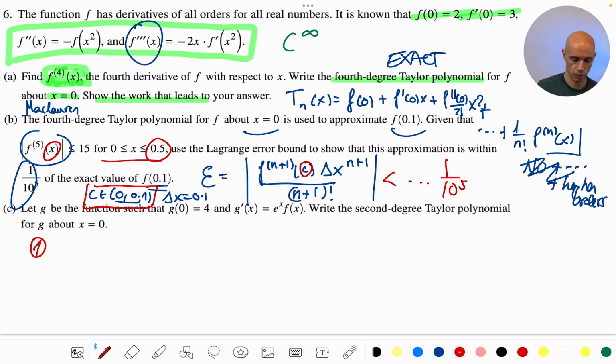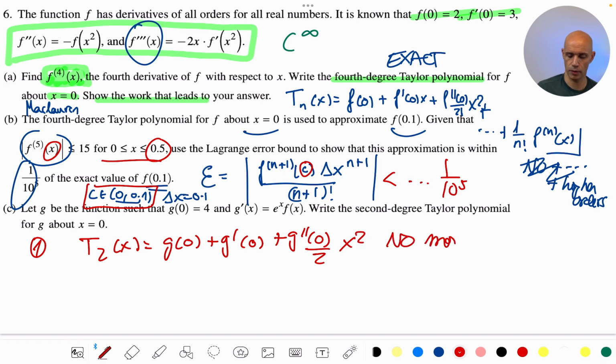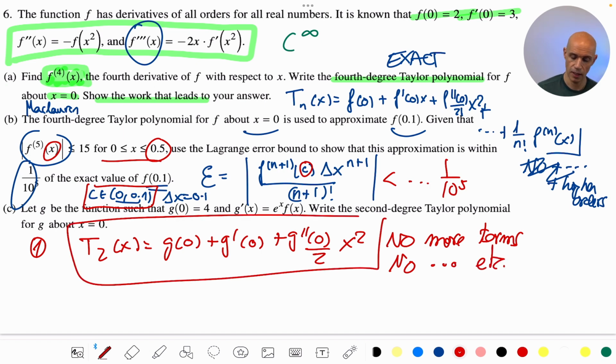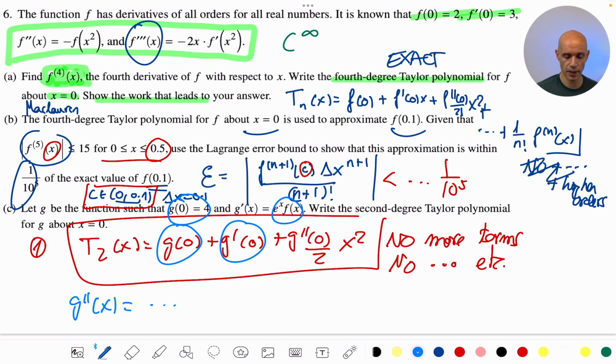One of them is to say, okay, the second polynomial is going to be, this is g, right? So g of 0 plus g prime of 0 plus g second derivative of 0. And there are no more terms, no more dots, it's just it. So notice that g of 0 is here. G prime of 0, well, you just substitute here. So the only deal is to compute the second derivative, which can be done with the product rule and the chain rule, and substitute, and that's it.